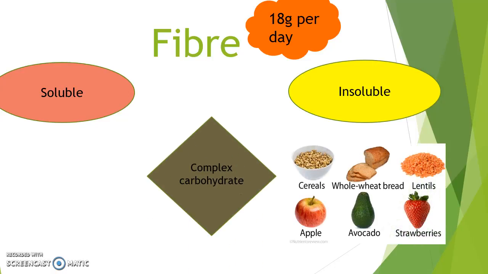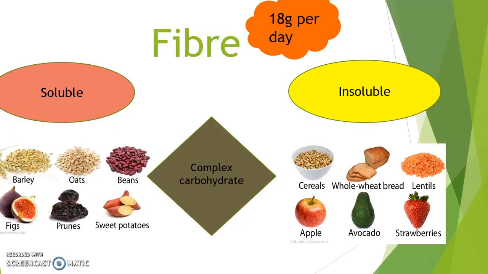So examples of insoluble are cereals, whole wheat bread, lentils, apples, strawberries and avocado. And examples of soluble fibres are barley, beans, oats, sweet potatoes, figs and even prunes.